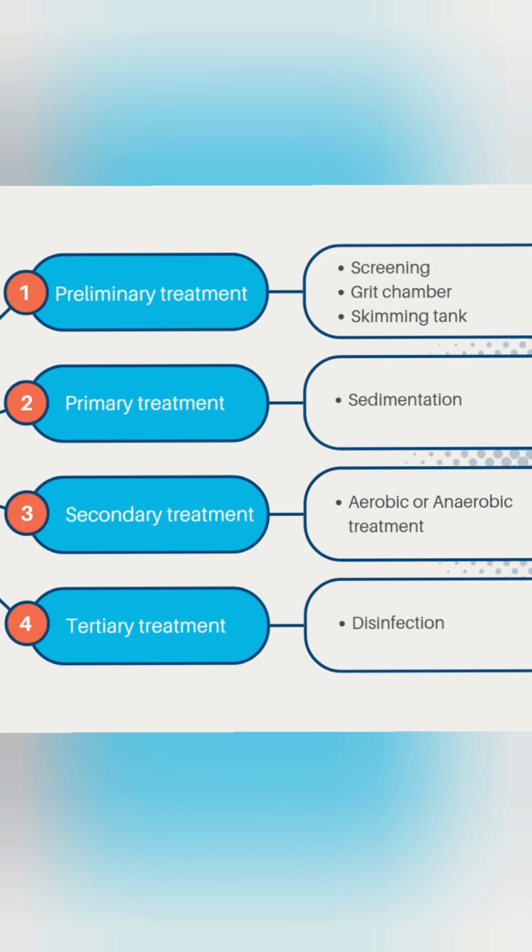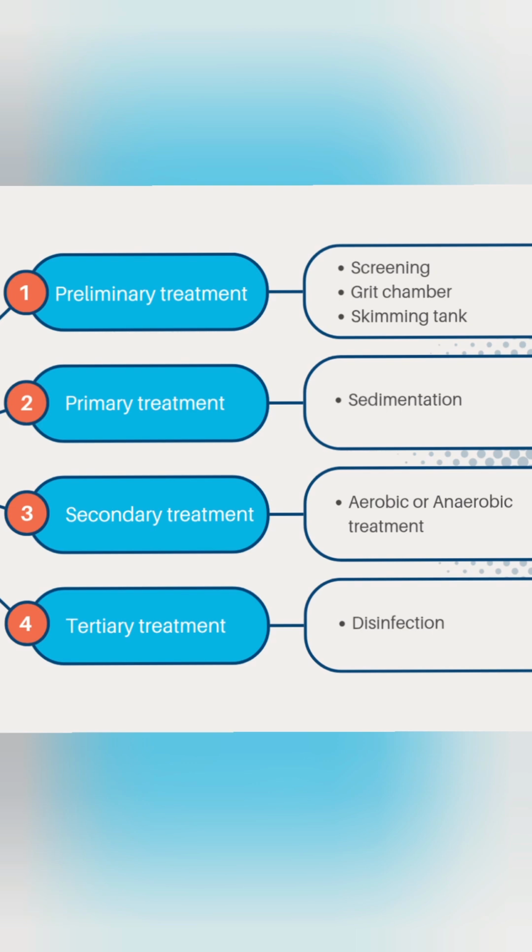Preliminary treatment is the first step in sewage treatment. So when we look at the flow chart itself, we can understand that it has mainly three steps: screening, grit chamber and skimming tank. In screening, it removes large debris and floating objects like sticks and plastics so that the pipes in the coming treatment don't get blocked.